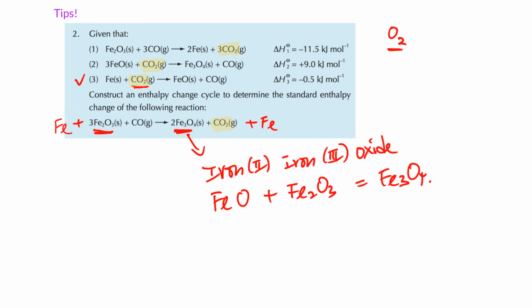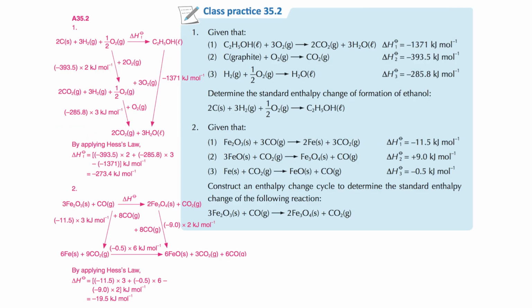If you find that when you're constructing the whole enthalpy change cycle it's getting into a mess, try to stop, get a new area, and restart the whole enthalpy change cycle. That will be easier for you to do. If you find that starting from equation 3 is difficult, then try 1 and 2. Sometimes if you use a wrong equation, the whole thing will be more complicated, but experience can help you out with this. So these will be the answers for class practice 35.2.